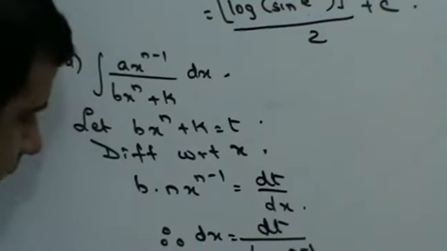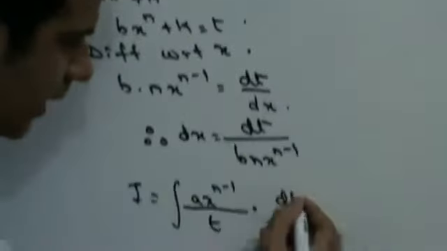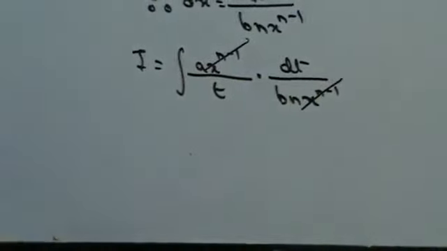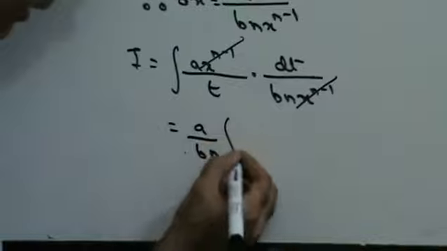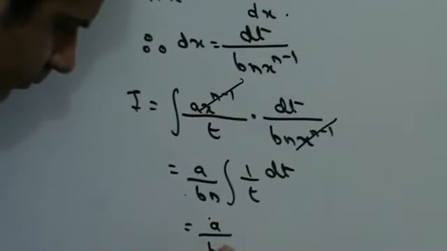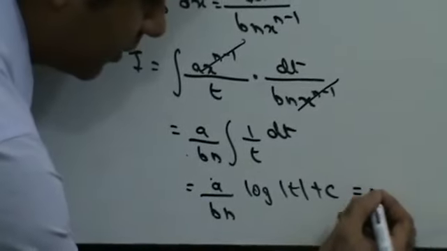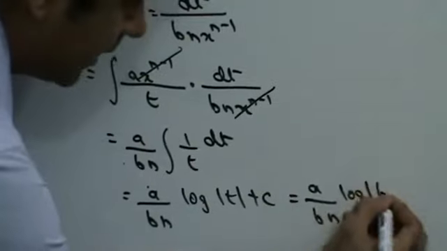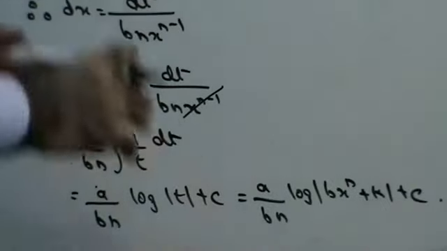I can say I is integral of ax raised to n minus 1 upon t. Dx can be written as dt upon bn x raised to n minus 1. X raised to n minus 1, x raised to n minus 1 gets cancelled. Constants will come out. So this will be a upon bn integral of 1 upon t dt. Right? Integral of 1 upon t is nothing but log mod t plus c. Resubstitute the value of t. So your answer will be a upon bn log mod bx raised to n plus k plus c. Fine. Next, let's move on to the next one, guys.